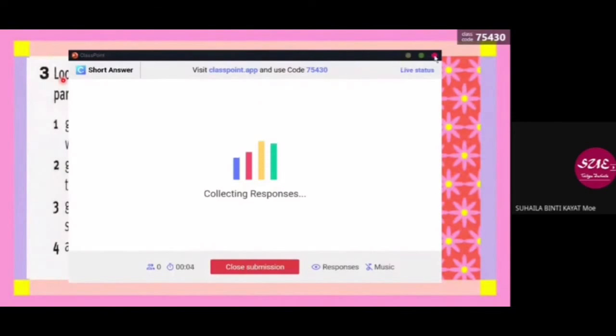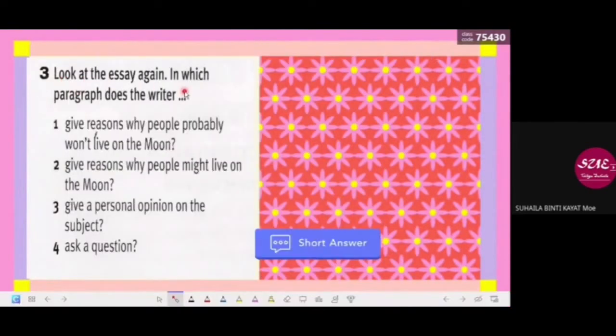Okay, kita tutup ni sekejap. Look at the essay again. In which paragraphs does the writer, okay, number 1. Okay, tak payahlah kita main game ni. Just give me your answer. Okay, look at the text from your textbook. Okay, you give me the answer. Okay, the first one. Which paragraph? Which paragraph maksudnya A ke B ke C atau D? Paragraph ialah perenggan. Okay. Give reasons why people probably won't live on the moon.